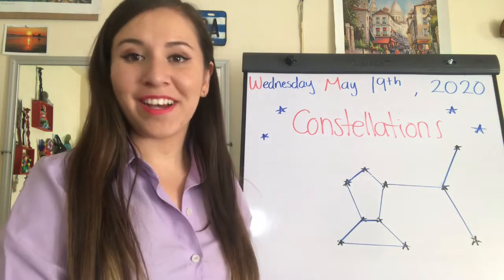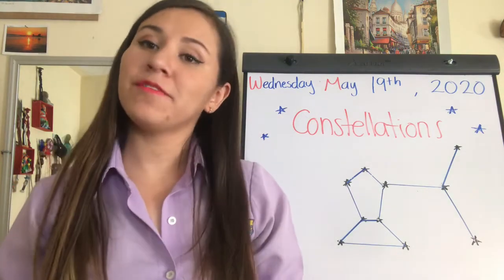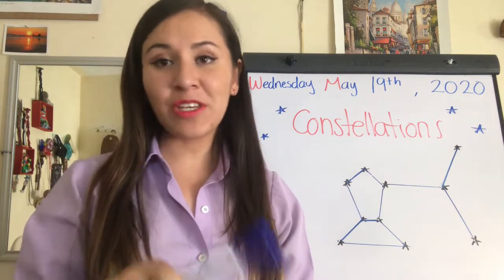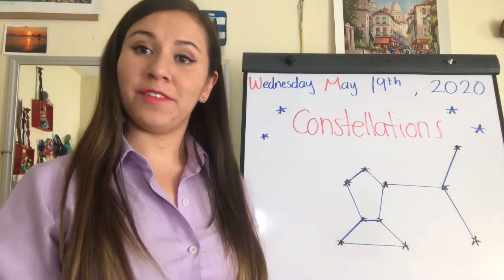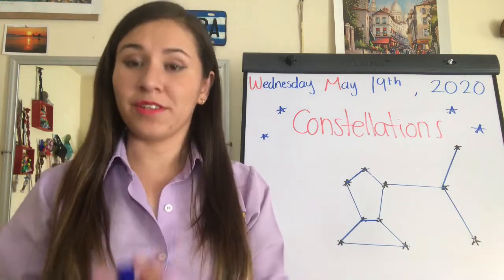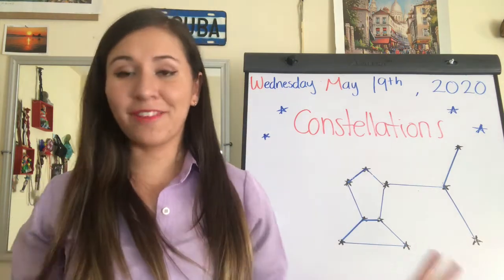And you're gonna have a constellation similar to this. So again, the activity for home is for you to choose one constellation and draw it in your notebook. You have to draw first the stars, and then you have to match the points. It's your decision on what constellation you're gonna draw, but you have a lot of options.